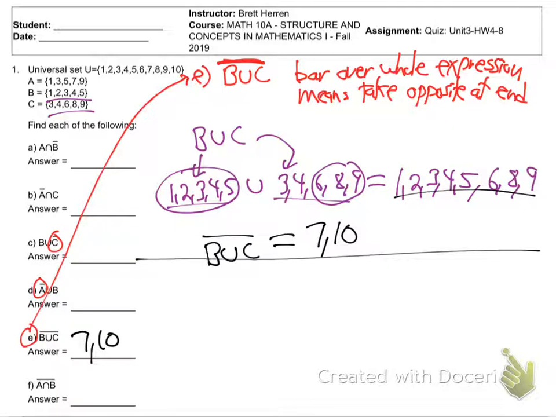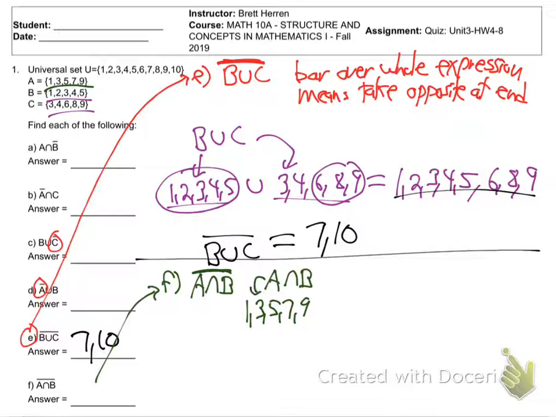All right, let's finally try part F. So that's A overlap B, bar over the whole thing. So again, we're just going to start with A overlap B, and we'll do the opposite at the end. So what's A? The odd numbers. Overlap, and B, 1, 2, 3, 4, 5.